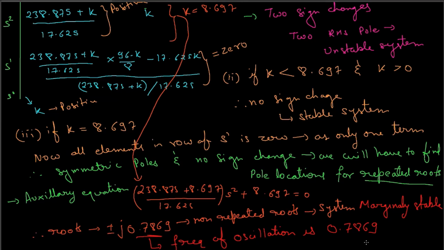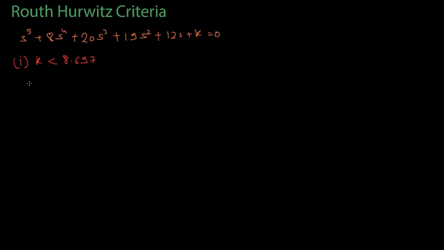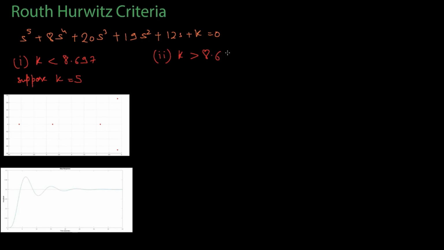Let's see the pole zero plot as well as the step response for each of these three conditions. The first condition is when k is smaller than 8.697. Here we will suppose that the k value is 5, and we'll plot the curves. You can see in the pole zero plot that there are two imaginary roots, and both of these roots are just on the left hand side of the imaginary axis. Hence the system is stable. And from the step response, you can see that there are some oscillations in the beginning, but later the system becomes stable.